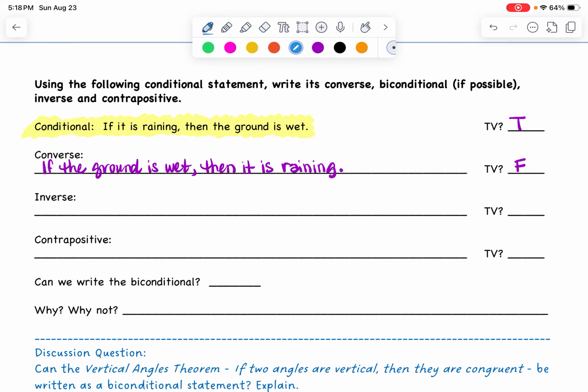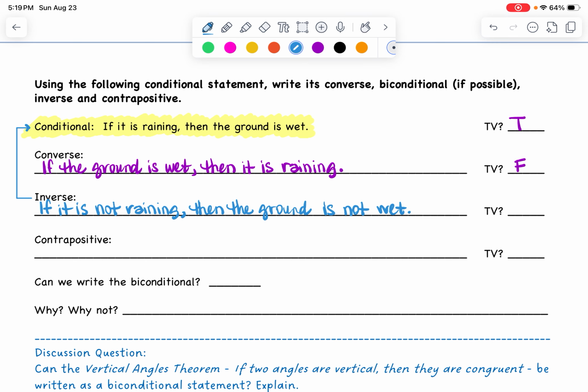All right, now we're going to write the inverse. Now here's the trickiest part. Please make sure you're not writing the inverse of the converse. We want everything to go back to the original conditional statement. So remember the inverse is negating the original hypothesis and conclusion, just in the order it was at the beginning. So in this case, we're going to give it the negative meaning. So instead of if it is raining, we'll say if it is not raining, then the ground is not wet.